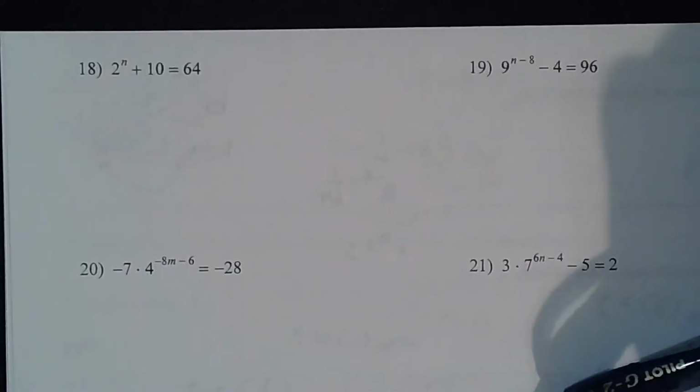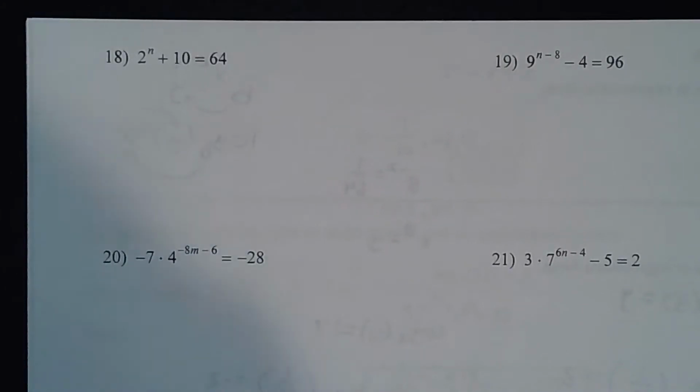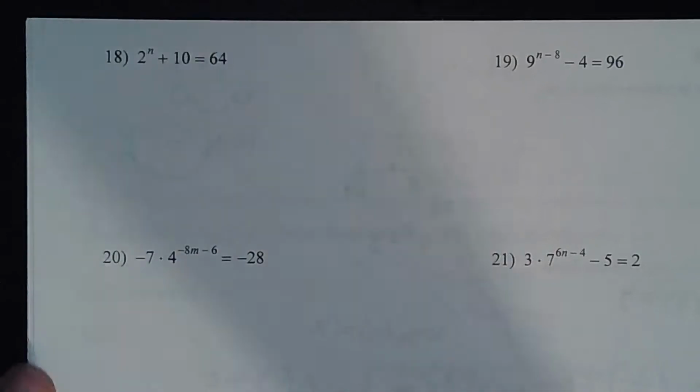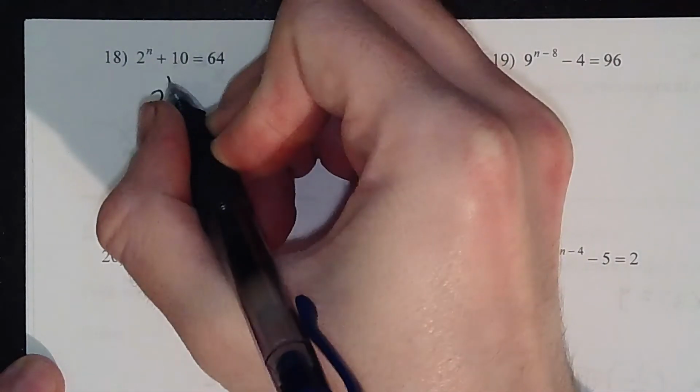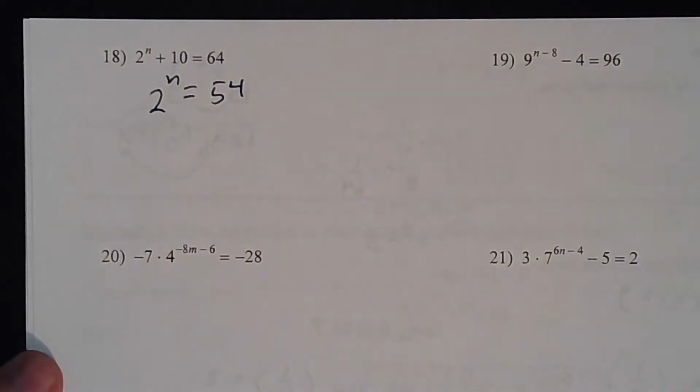Number 18. So number 18 here, you've got to do a little bit more switcheroo to really get to that logarithm situation, because the log situation doesn't work when there's this random plus 10 in there. So you actually need to subtract 10 first to do anything. So you get 2 to the n equals 54. So subtracted on both sides of the equation.